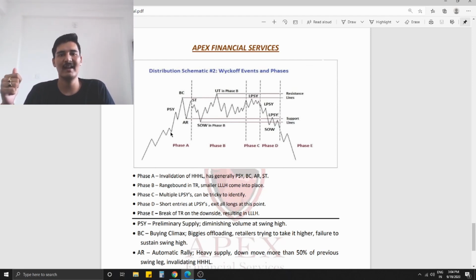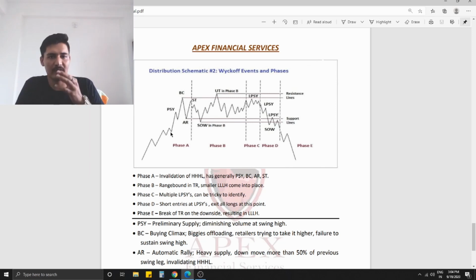At the automatic rally, there are counter-trend traders or simple retail participants who think that it is going to go up again. So they want to push it higher, but the thing is they cannot do that by themselves, because they no longer have the support of the good old composite man by their side. So the automatic rally is nothing but a failure to sustain the swing high, or again a lower high that has to be made. It has to be under that buying climax region.